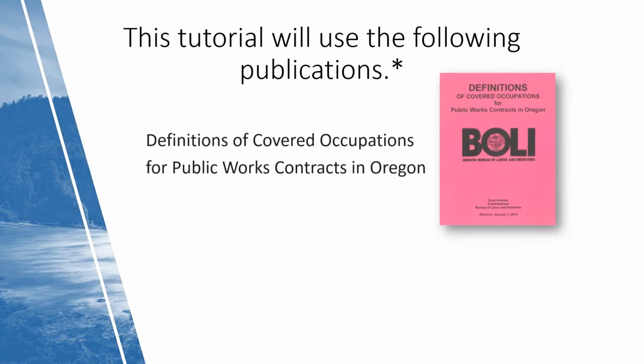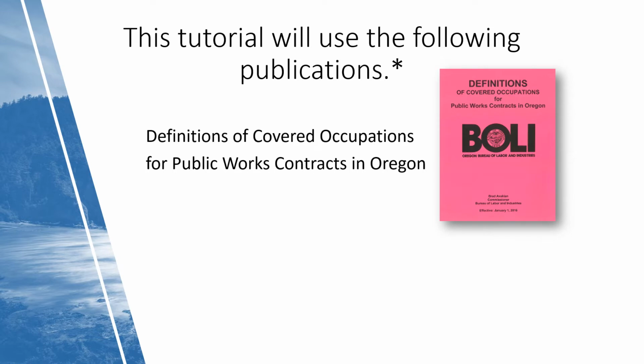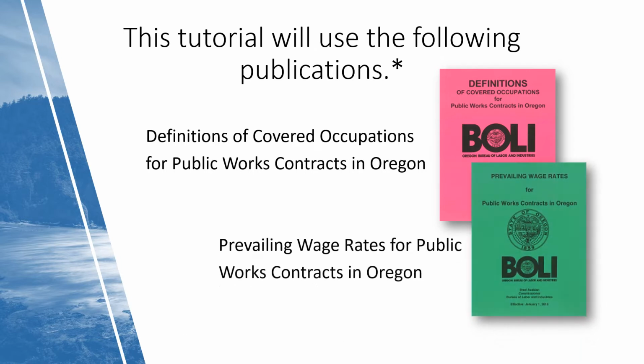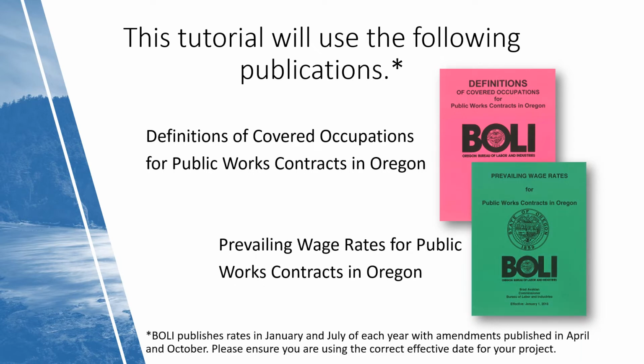When looking up a prevailing wage rate, you'll need to consult two BOLI publications. First, you'll need a copy of BOLI's Definitions of Covered Occupations for Public Works Contracts in Oregon. You'll use this definition book to find the classification that most closely matches the work duties you're looking for. Next, you'll need BOLI's Prevailing Wage Rates for Public Works Contracts in Oregon. This rate book will tell you the rates for your project. I'll explain what you'll need to do, and by the end of this video, you'll know how to find the prevailing wage rates you need for your project.